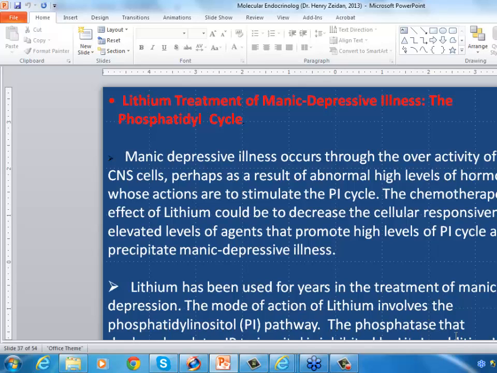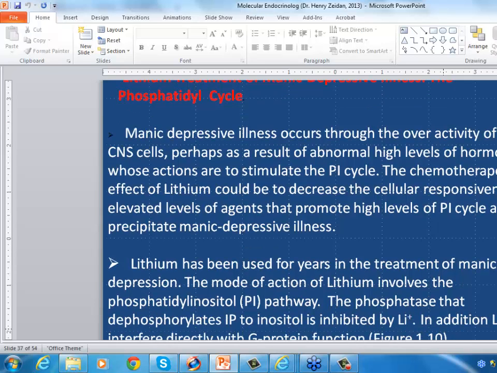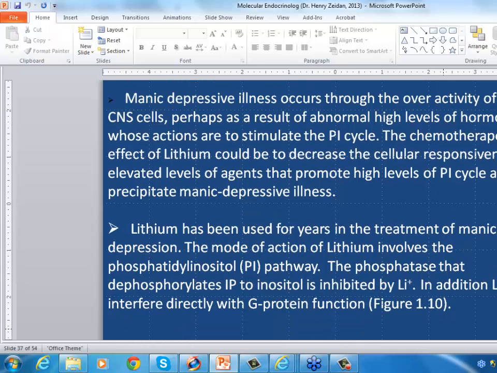So I mentioned to you here the exact function involves the phosphatidyl inositol pathway. This phosphatase enzyme that tends to cleave off the phosphate group from IP to inositol is inhibited by lithium. That's the exact mode of action of lithium. In addition to that, they believe also that lithium somehow modulates and interferes with G proteins as well.